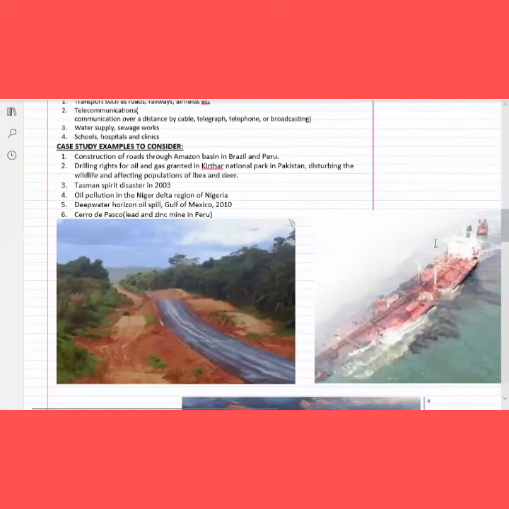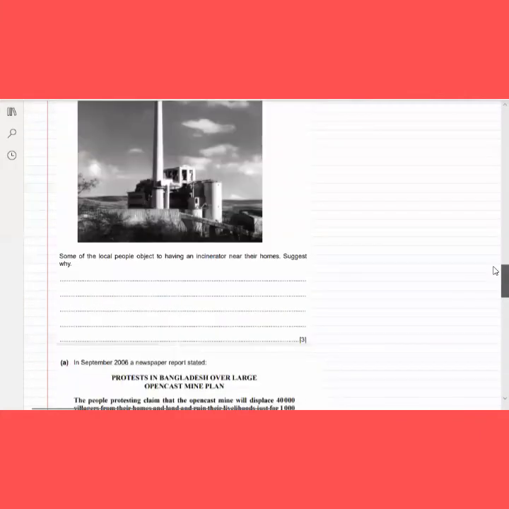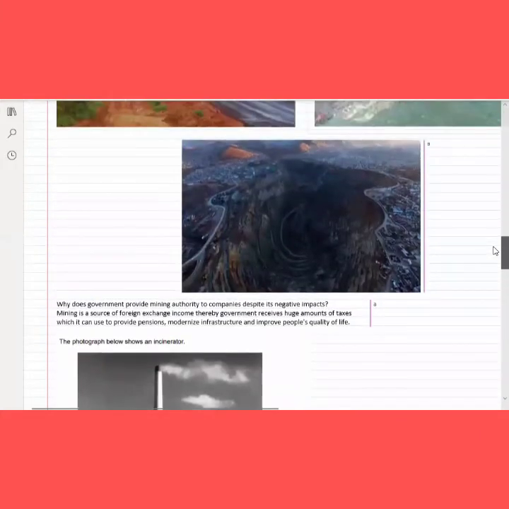We have construction of roads for the Amazon Basin in Brazil and Peru. This is the Amazon Basin. Then drilling rights for oil and gas granted in Kirthar National Park in Pakistan. So these are the wrong scenarios that are happening in our world nowadays, right? And this is the Tasman Spirit disaster. It happened in the Arabian Sea in Pakistan, and this is the Amazon Basin, and this is the largest open cast mine. Okay, this is Cerro de Pasco, right?